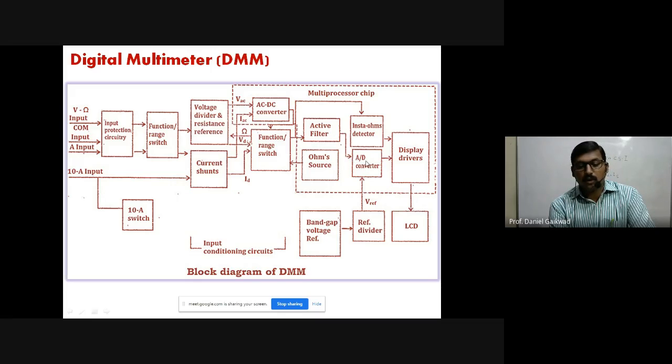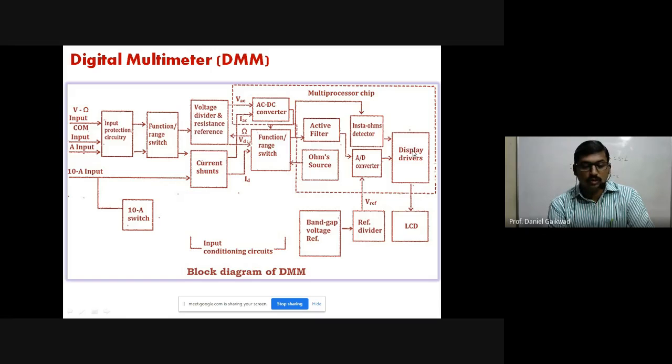From the active filter, it is connected to the A to D converter, meaning the analog signal is converted into a digital signal, and from analog to digital it will go to the display drivers. The voltage will be converted into digital form, and that digital signal is connected to the display drivers, and the display drivers will drive the LCD screen, the liquid crystal display screen.